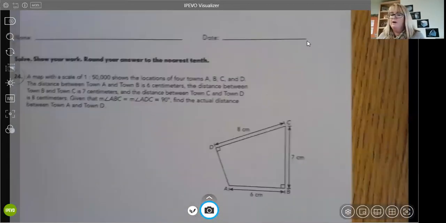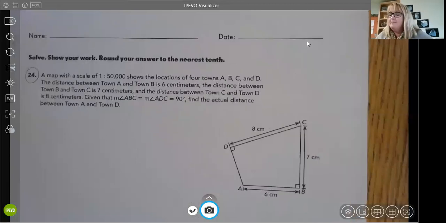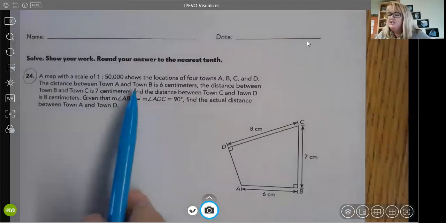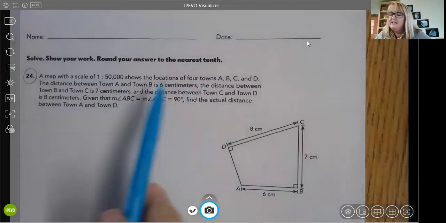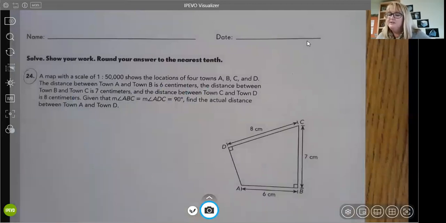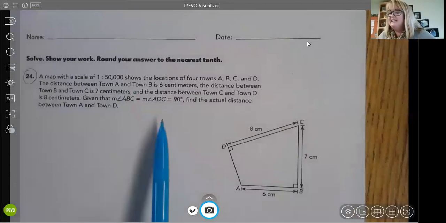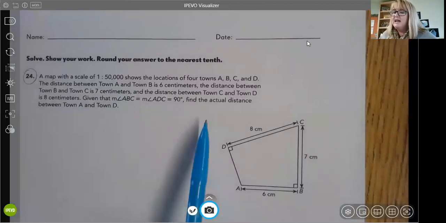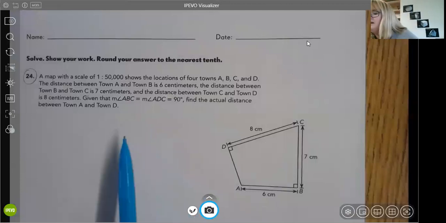So let's look at 24. It says a map with a scale of 1 to 50,000 shows the location of 4 towns, A, B, C, and D. The distance between town A and B is 6 centimeters. The distance between B and C is 7. The distance between C and D is 8. Given that the measure of angle ABC equals the measure of angle ADC, which equals 90 degrees, find the actual distance between town A and town D.